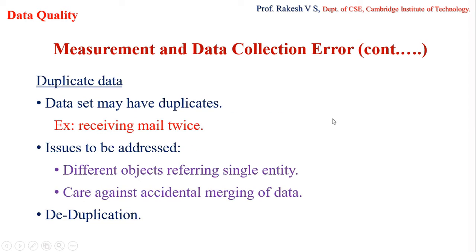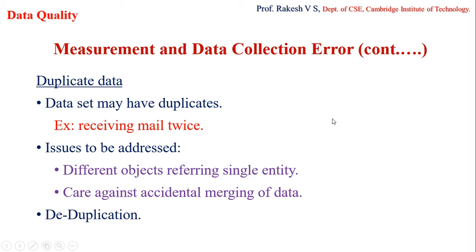Okay, so next is duplicate data. A data set may include data objects that are duplicates. For example, receiving the mail twice. This may be due to the person's information being stored twice in the database, right? The main issue to be addressed here is identifying whether two different objects actually represent a single object, and also care must be taken to avoid accidentally combining data objects that are similar but not duplicates.